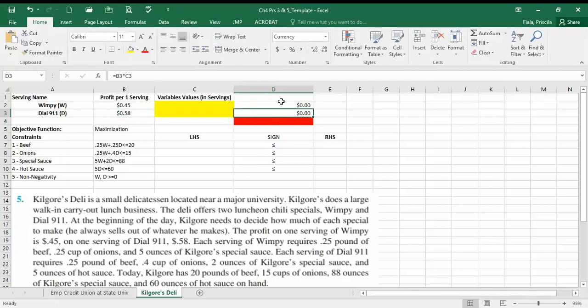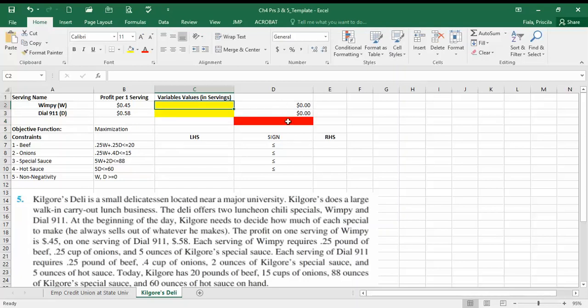So right now I don't have anything because if I put that, I determined that my optimal value for my decision variable is 3, or let's say it's 1, it's going to multiply 1 times my dollar amount. So it should say right here 45 cents. Here you go. And for this, the Dial 911 is 2, so you would do 2 times the cents right here. Okay.